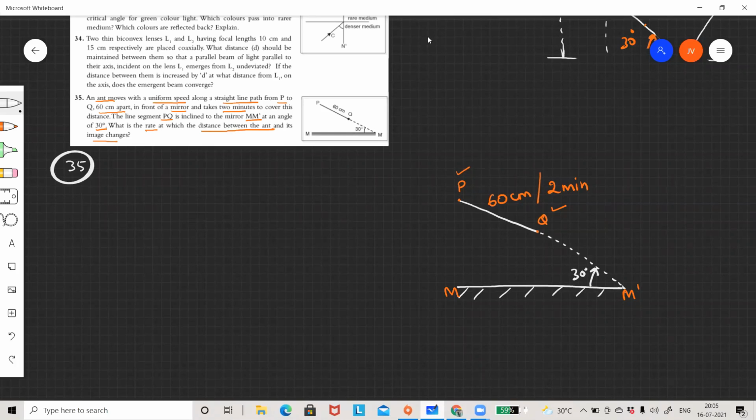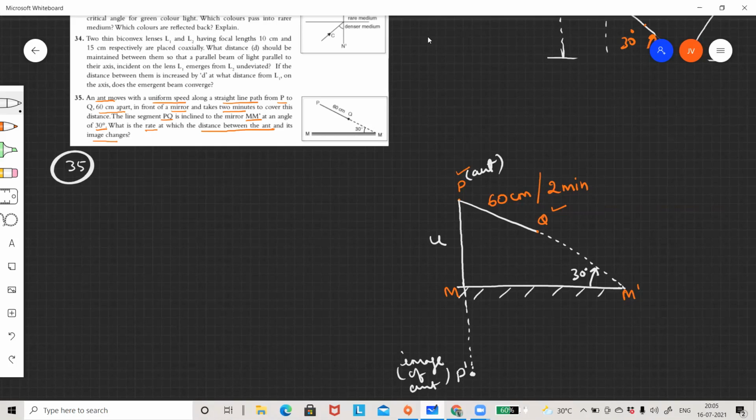Now you see it is a plane mirror. So from P, if I drop a perpendicular, I will get the object distance. For a plane mirror, object distance and image distance are the same. So let the image of the ant be at P prime. That means P is the location of the ant, and P prime is the location of the image of the ant.